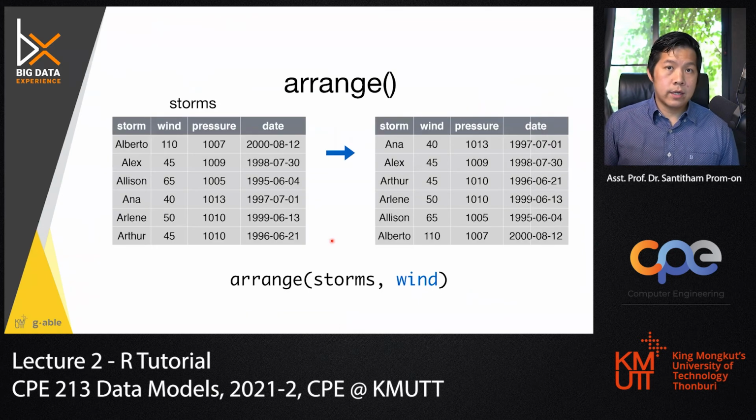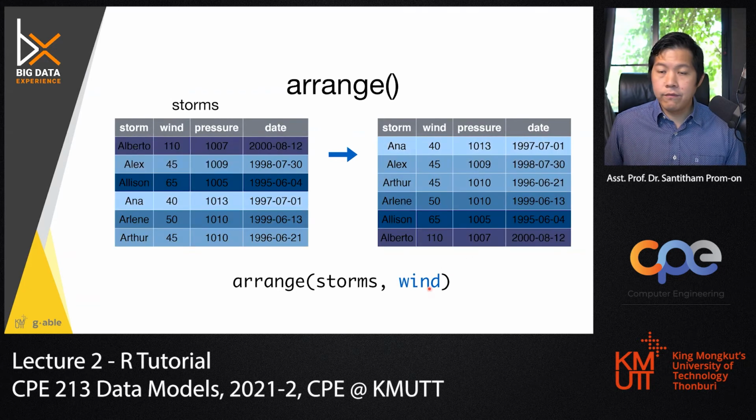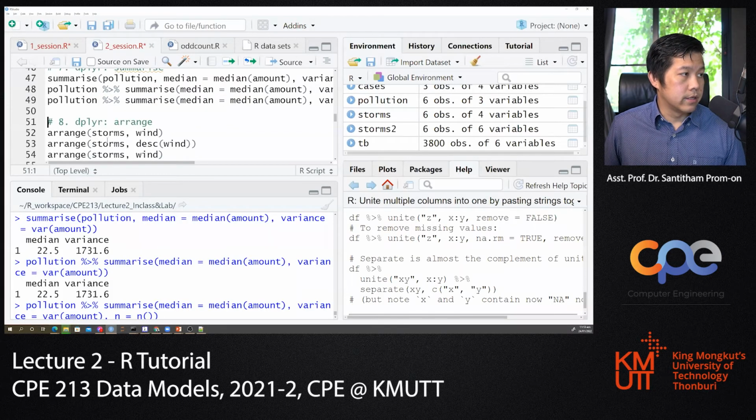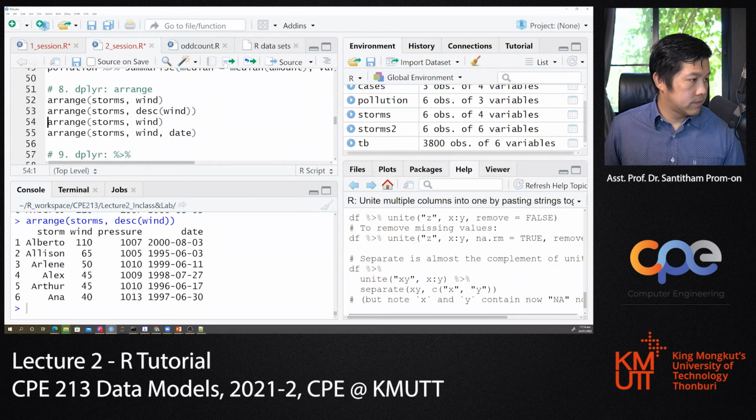You can also sort a data frame using arrange. Arrange will sort a data frame based on the variable that you specify. Like this one, it will sort wind. If you want it to be descending, then you need to use desc and then wind. Then it will sort the table according to the wind column, descendingly. This is the arrange function. Here you can see that it's sorted in descending order.